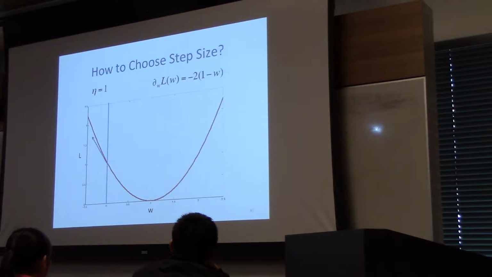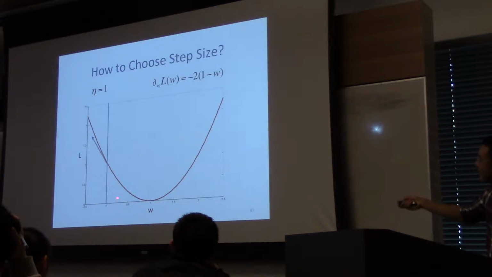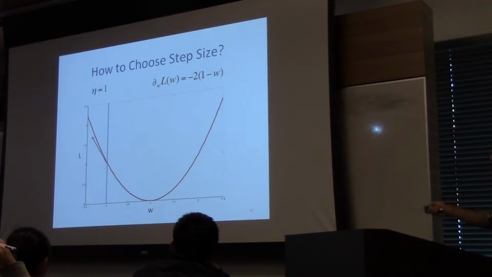Suppose the step size is 1, and suppose we started at 0. So the gradient points in this direction, right? That's the slope of this loss function. So in the one-dimensional case, it corresponds to the slope. If we started at w equals 0, the gradient points that way. Now we make an update of this term times 1, and we get 0.